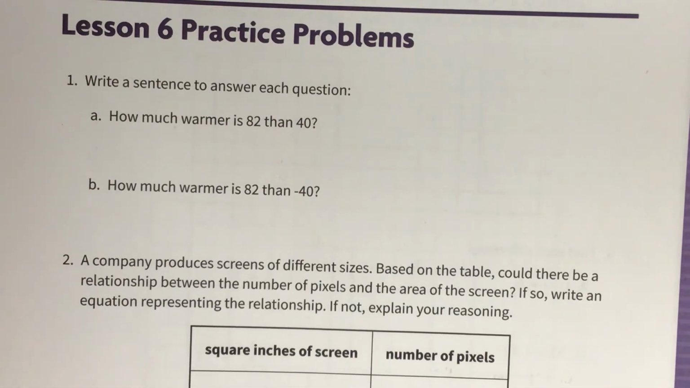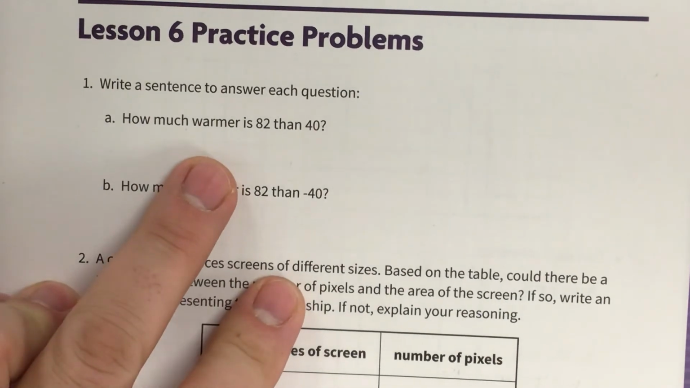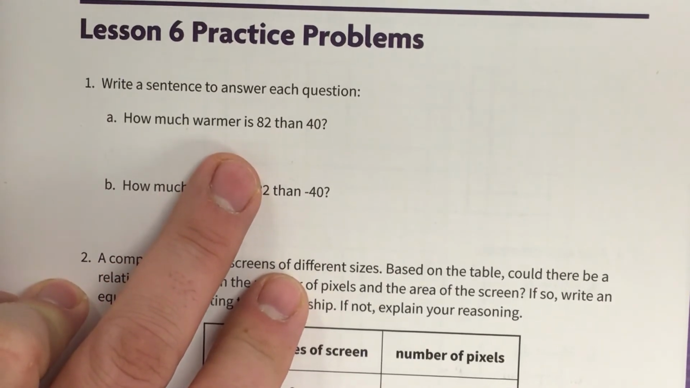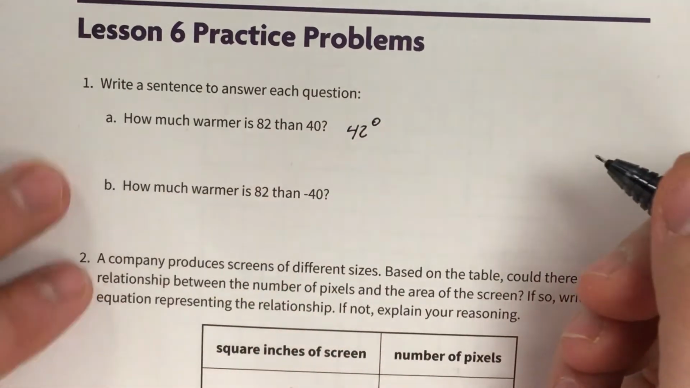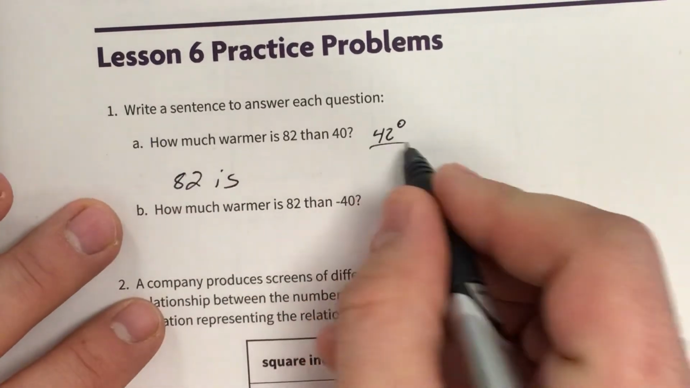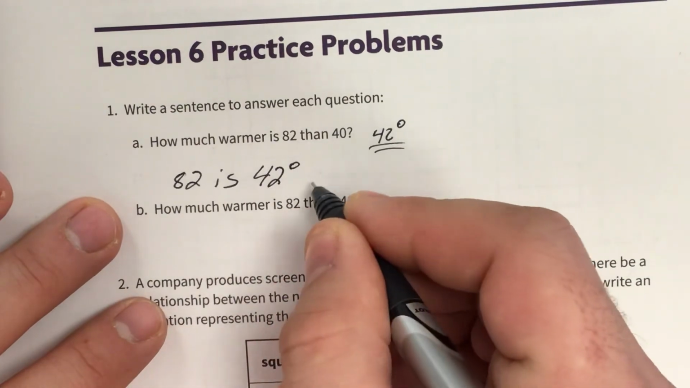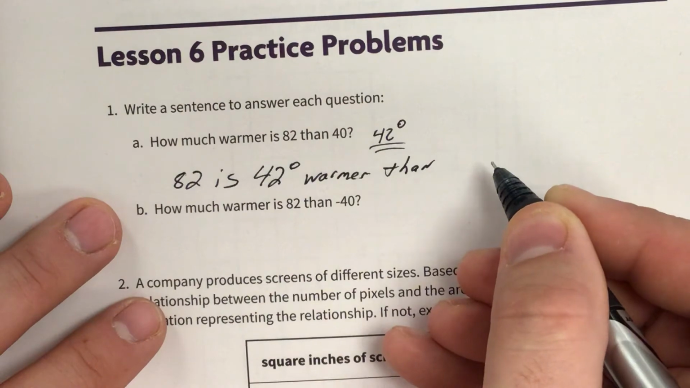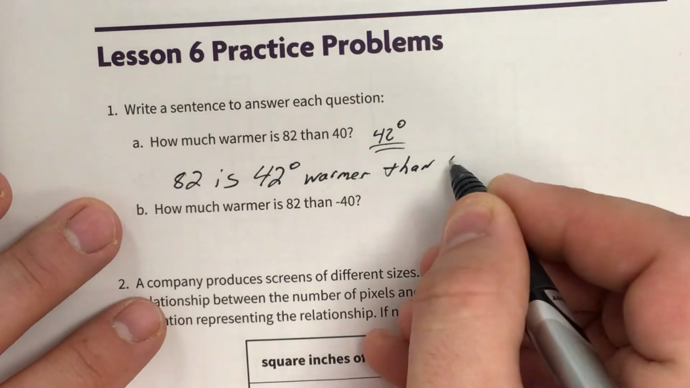Your assignment started on page 57. First question there is write a sentence. We haven't had to write a sentence really describing an answer. Let's just look at this problem and do the first one together. How much warmer is 82 than 40? 42. Okay, so 42 degrees. So to write a sentence, I'm going to say 82 is 42 degrees warmer than 40.